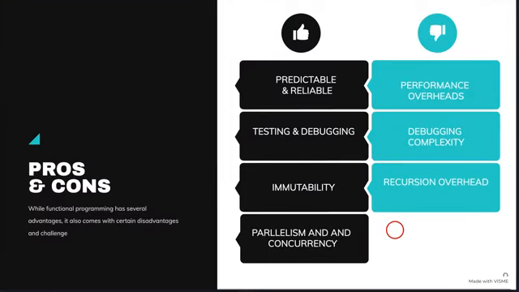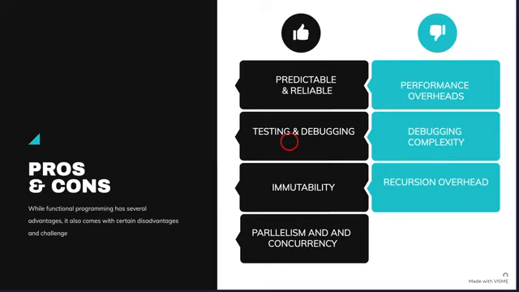Now let's discuss the advantages and disadvantages of functional programming languages. The first one is predictable and reliable. Functional code is easier to understand and debug because it relies on pure functions that produce consistent results. The next one is testing and debugging. Pure functions are easy to test, ensuring code correctness, and debugging issues are isolated to specific functions or expressions, simplifying the debugging.